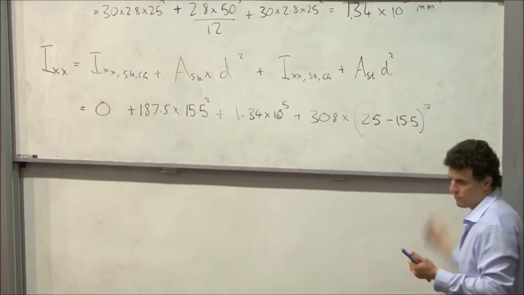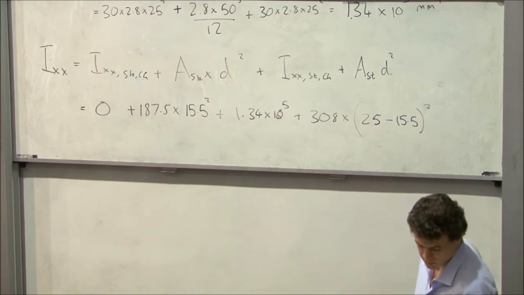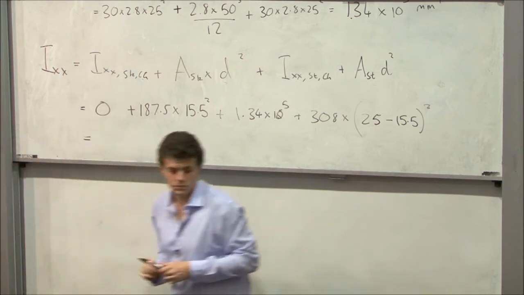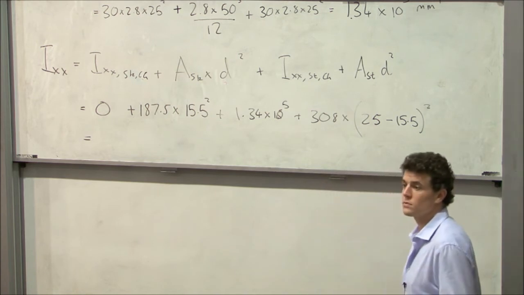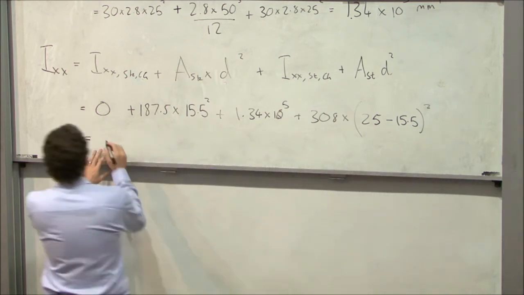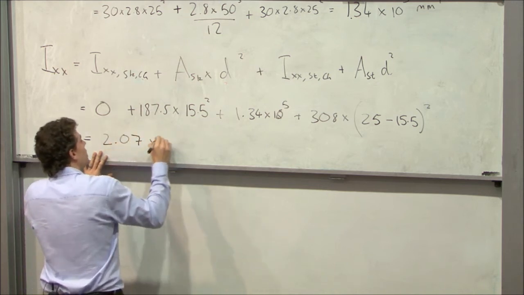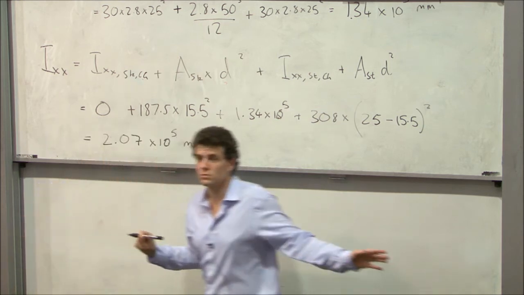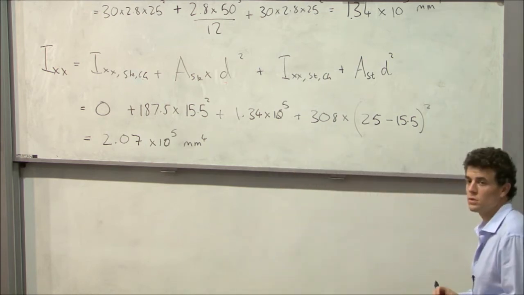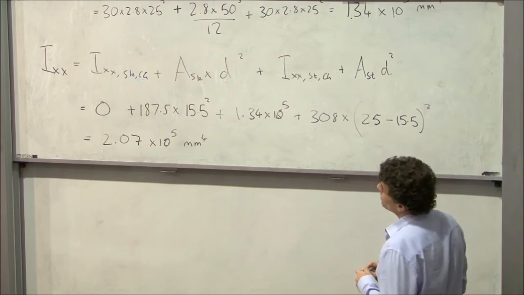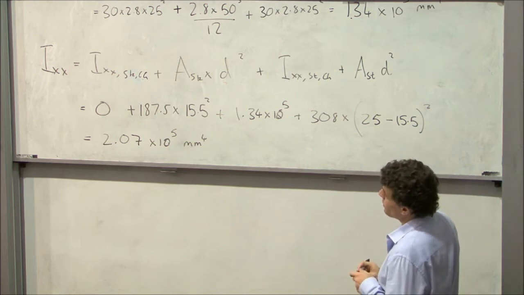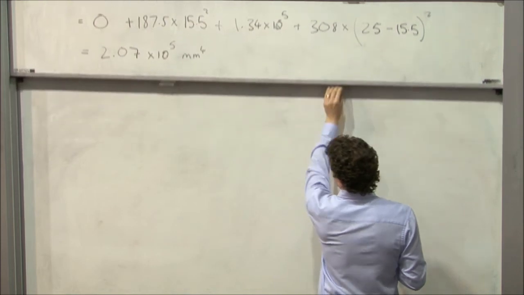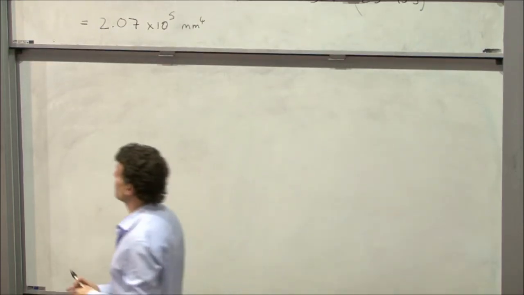Okay, so let's work out the total IXX here. We got 2.07 by 10 to the 5. Agreement? Yep, everyone? Excellent. So now we're in a position to work out the buckling load for this little column. So I'll leave that visible just there, and we'll work out the buckling load for the column.